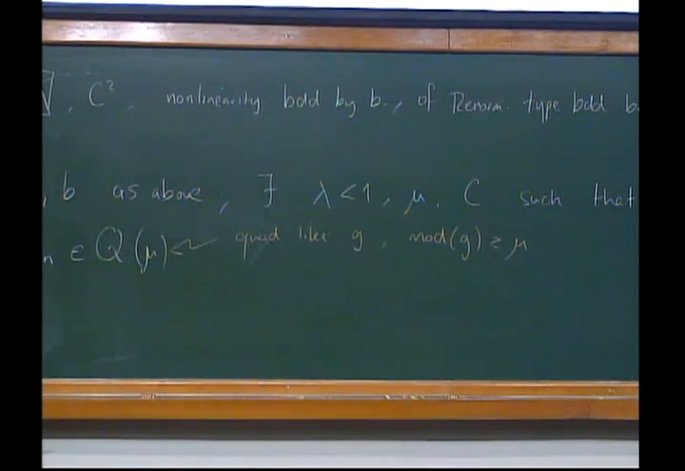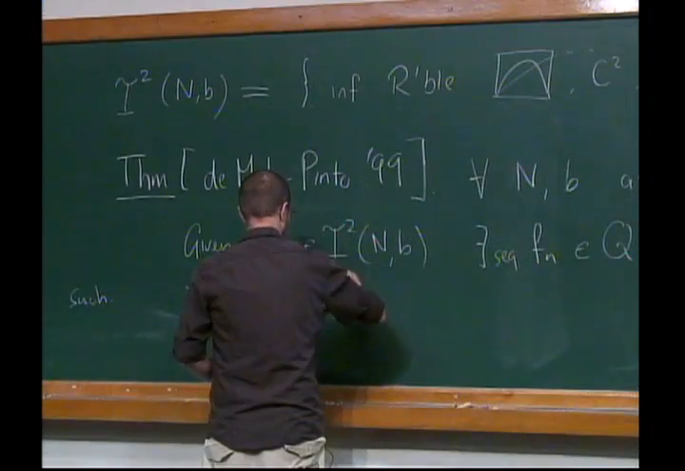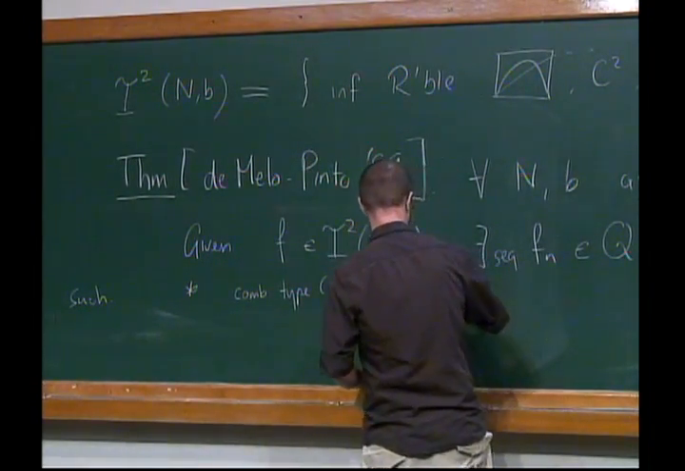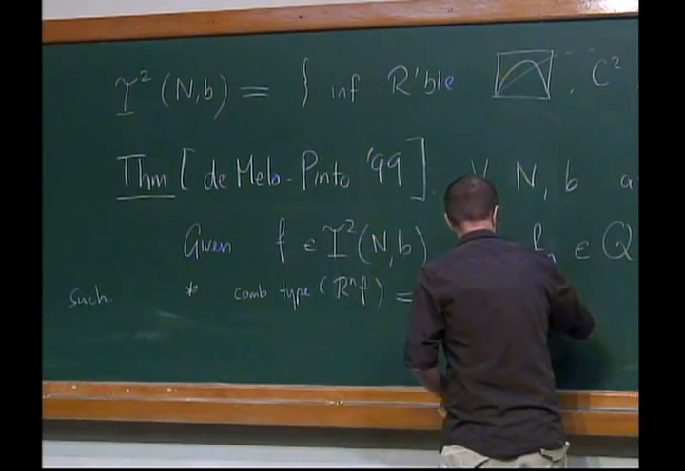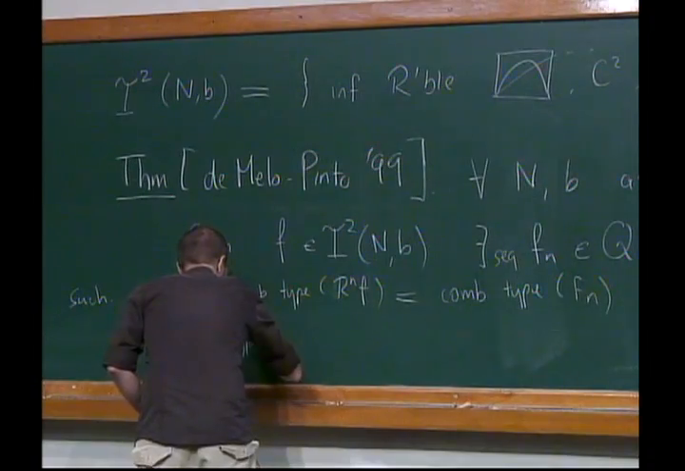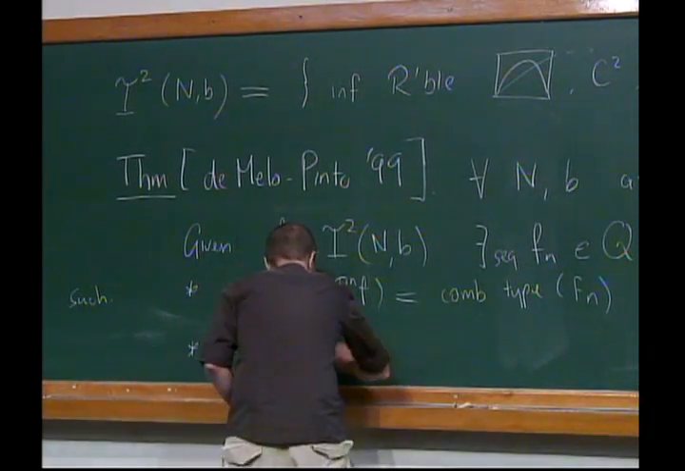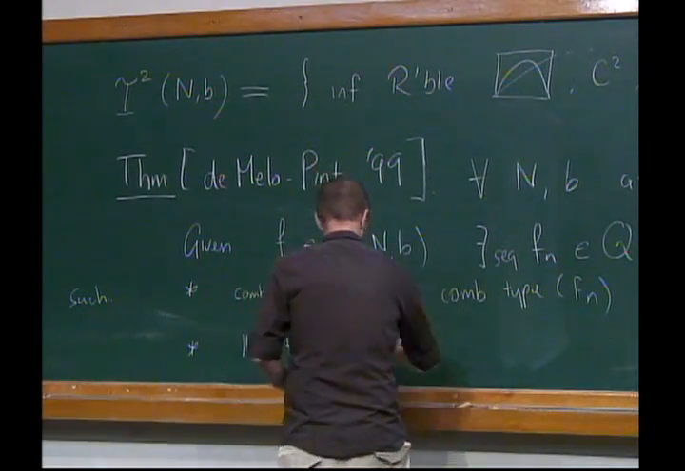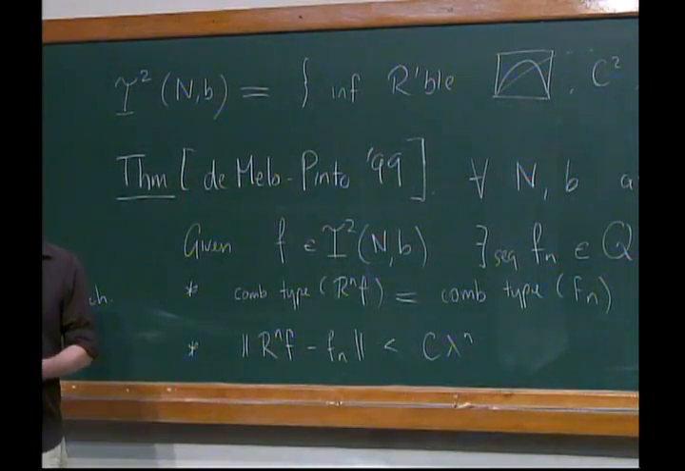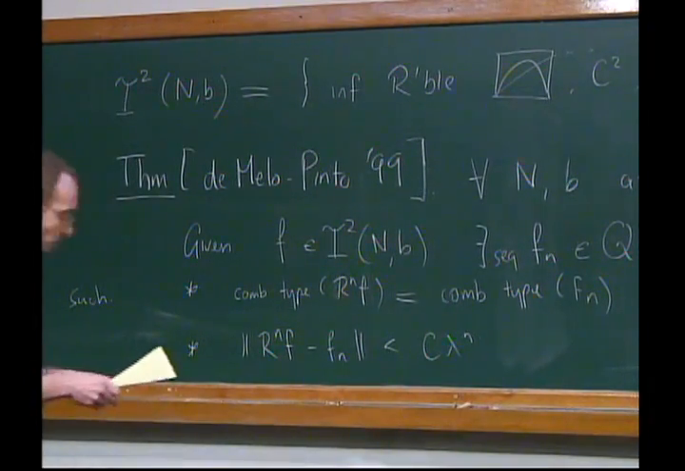So first of all, the combinatorial type of the nth renormalization of f is equal to the combinatorial type of this F_n. And secondly, if we look at the C^0 distance between the nth renormalization and this quadratic-like map, then this is bounded by some constant multiple of lambda to the n. So the distances decrease exponentially. Okay, so far so good.